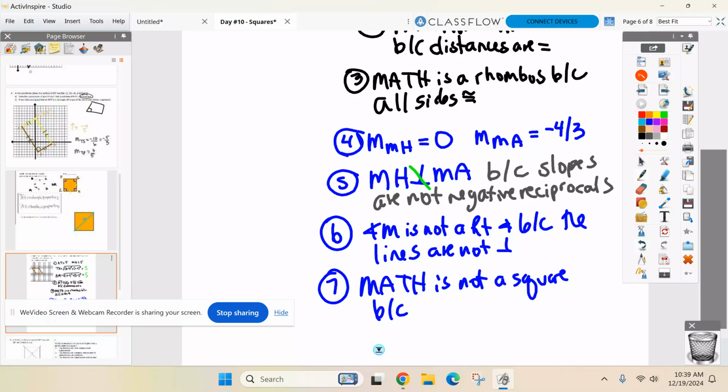Why isn't it a square? Well, be careful there. I don't want to say because it doesn't have a right angle, because it doesn't have 4 right angles, correct? All right. Math is not a square because it does not have 4 right angles.